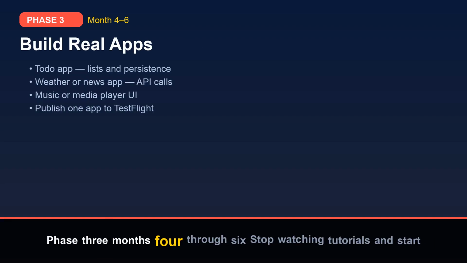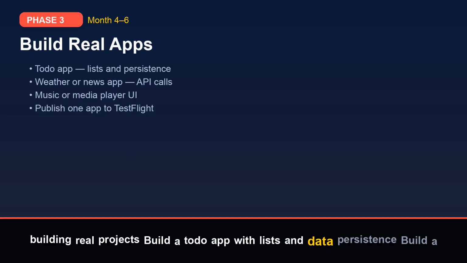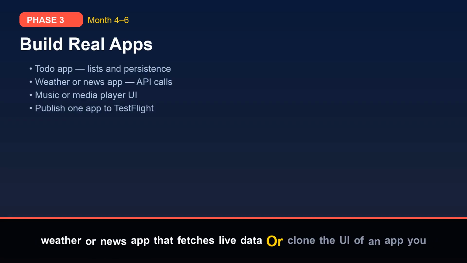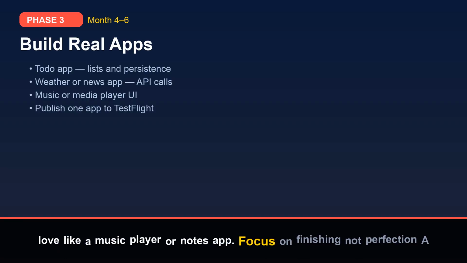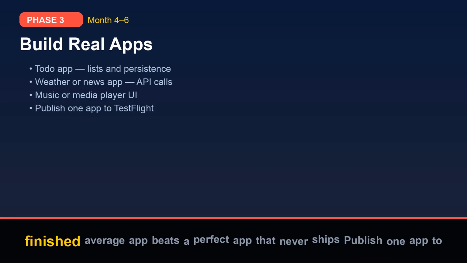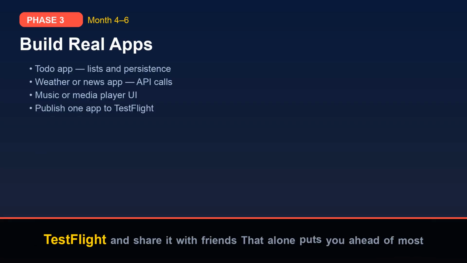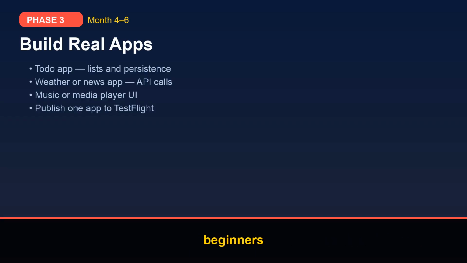Phase 3, months 4 through 6. Stop watching tutorials and start building real projects. Build a to-do app with lists and data persistence. Build a weather or news app that fetches live data. Or clone the UI of an app you love, like a music player or notes app. Focus on finishing, not perfection. A finished average app beats a perfect app that never ships. Publish one app to TestFlight and share with friends. That alone puts you ahead of most beginners.